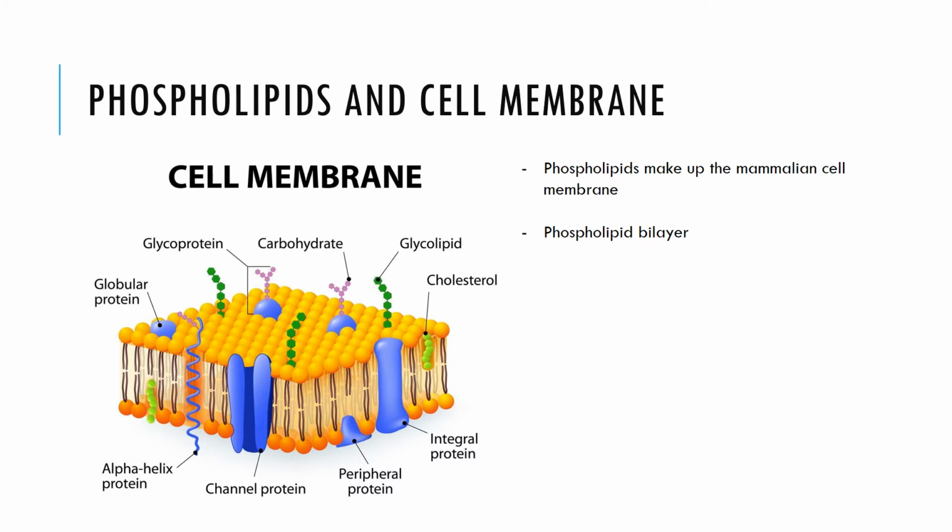Now, as I said, they make up the mammalian cell membrane, and this is an example of how phospholipids self-assemble. They self-assemble in this instance into something called the phospholipid bilayer. And the phospholipids here are shown with a yellow ball representing the head group and a brown tail representing the tail group. And they sandwich together in this bilayer-like structure.